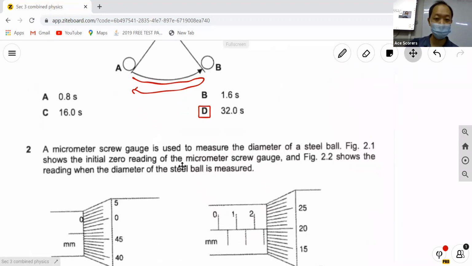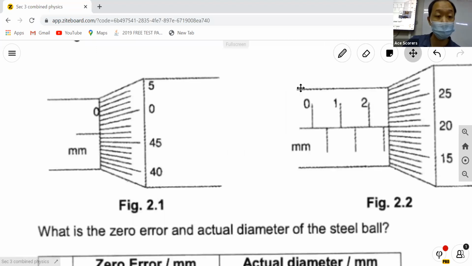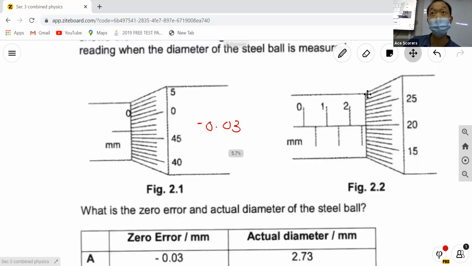Next one, micrometer screw gauge. Okay, so we have a zero error, and then you basically need to remove the zero error. Now, what type of zero error is this? Negative zero error. Okay, what is the negative zero error? You need to count backwards. Okay, I know your papers are a bit difficult to see. Yeah? So 1, 2, 3. So negative zero error, negative 0.03. Now, if it's a negative zero error, you need to add to whatever you see over here.